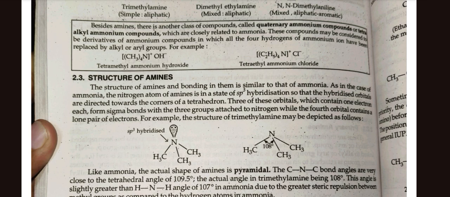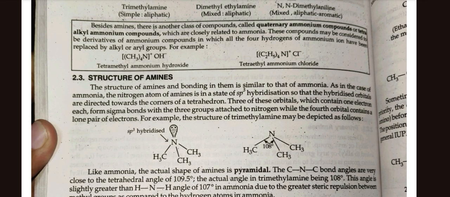Besides amines, there is another class of compounds called quaternary ammonium compounds or tetraalkyl ammonium compounds, which are closely related to ammonia. These compounds may be considered to be derivatives of the ammonium ion in which all four hydrogens have been replaced by alkyl or aryl groups. For example, tetramethylammonium hydroxide, tetraethylammonium chloride.